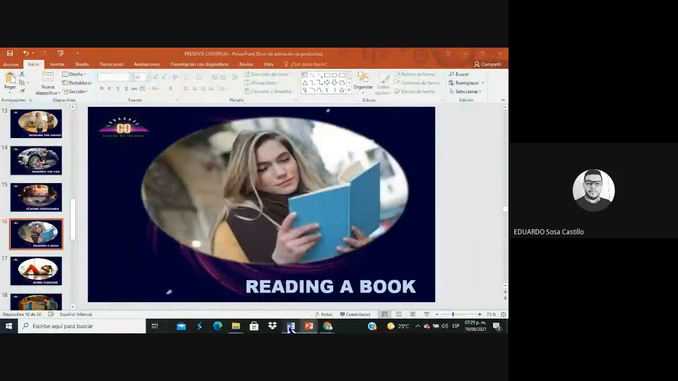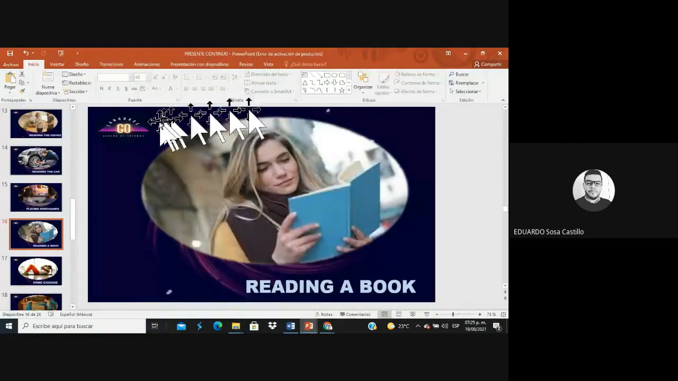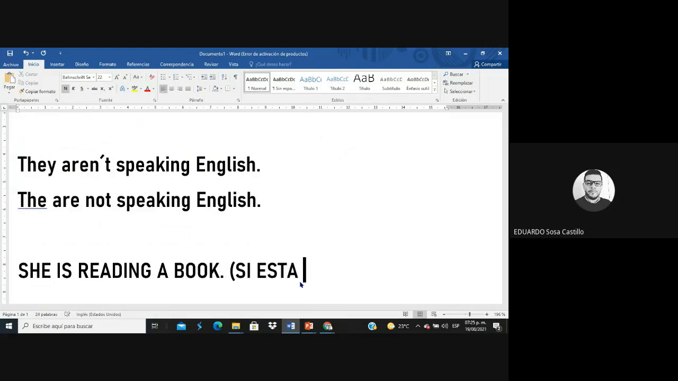Okay, look at this. Check it, girls. If we look at the picture, yes, the girl, she's reading a book. Can you see it? She is reading a book. You see? So this is the sentence. Yes, you see it? She's reading a book.